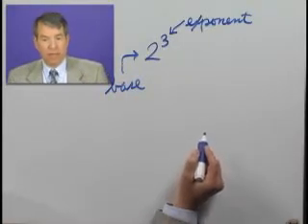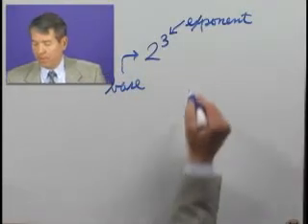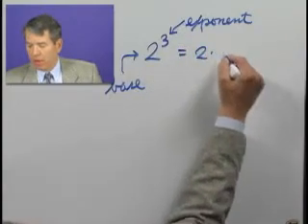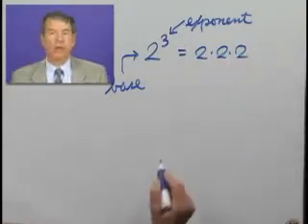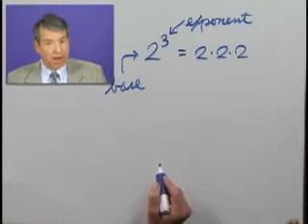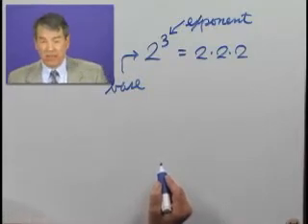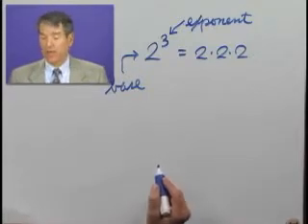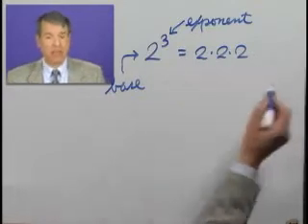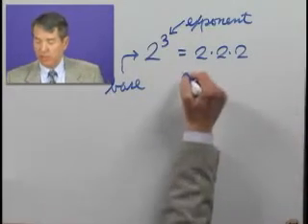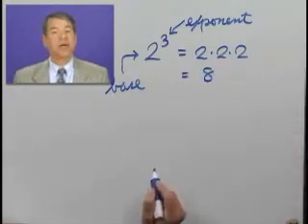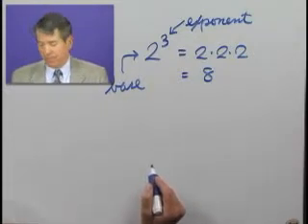When we write a number in exponential form, it means multiply 2 by itself 3 times. This is obviously a really easy way to write a big power instead of as a long number. This one we can simplify because 2 times 2 times 2 is just 8.